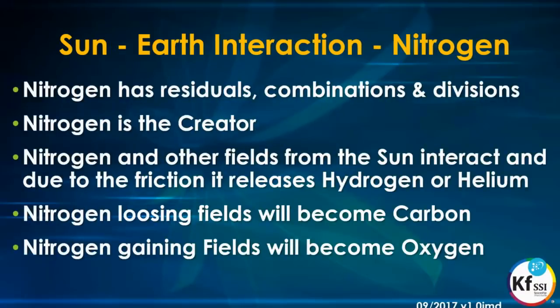So when we have a closer look at nitrogen, nitrogen has residuals, combinations, and divisions. Essentially, nitrogen for this planet is the creator. The nitrogen and the other fields from the sun interact, and due to the friction, it releases hydrogen or helium. When we look at nitrogen losing fields, it can become carbon. And when we look at nitrogen gaining fields, it can become oxygen.